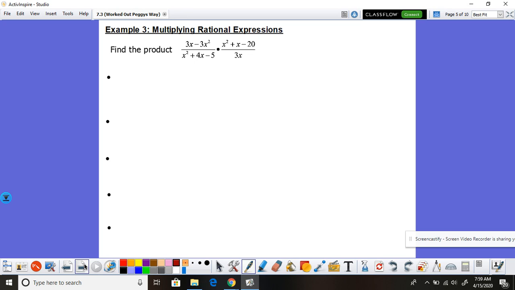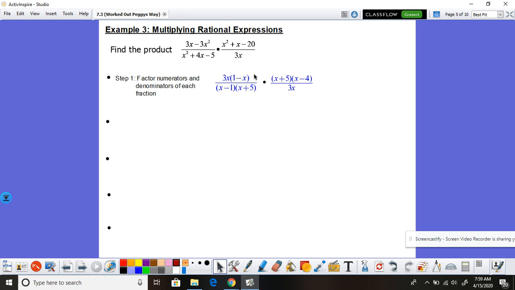All right, multiplying rational expressions. These ones are a little more complicated, but not bad, just a little more factoring. So when I see something like this, the first thing I want to do is factor everything I can, essentially. So this first term here, if I factor on the top, all I have is a GCF of 3x, so it'd be 3x times 1 minus x. X squared plus 4x minus 5 factors to x minus 1 times x plus 5.